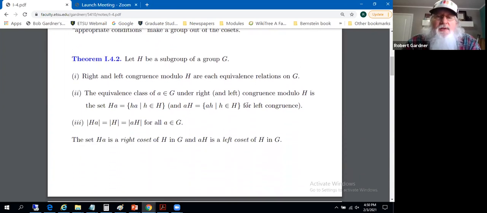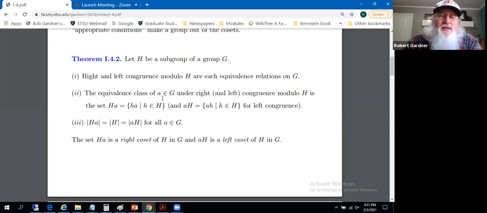Okay, to get things started, some properties of these congruence relations. The setting being, in Theorem 1.4.2, let H be a subgroup of a group G. First, right and left congruence modulo H are, in fact, equivalence relations on G. So we'll need to show reflexive, symmetric, and transitive. Follows straight from the definition.